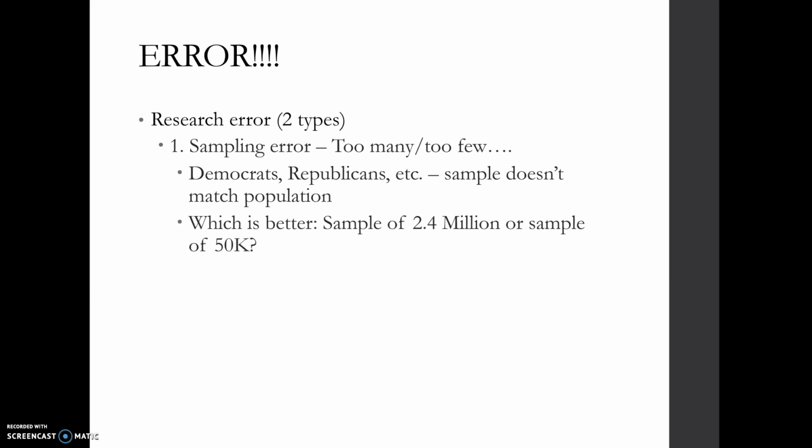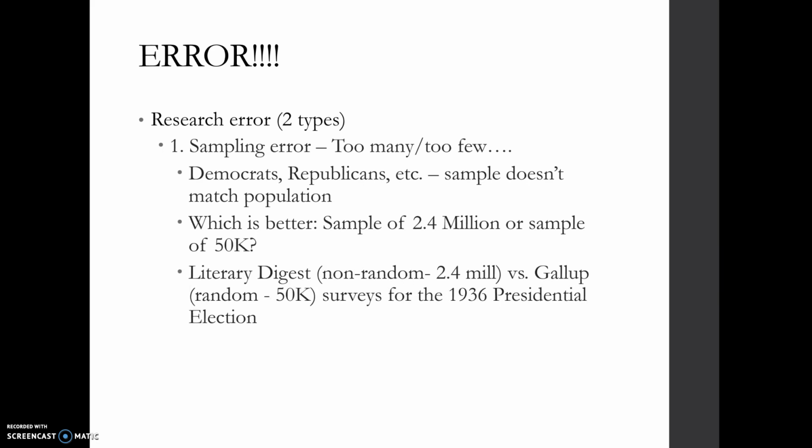And sometimes we say sample size matters, right? Then a sample of 2.4 million must be better than a sample of 50,000, right? But in reality, if you had a 2.4 million sample, but you use a non-random sampling method, you actually won't get as good a result as if you use random sampling with only a 50,000 sample size. So when we talk about sampling error, it's important to remember sample size matters, but what matters more is the sampling method. If you want to have smaller sampling error, you want to use random sampling.